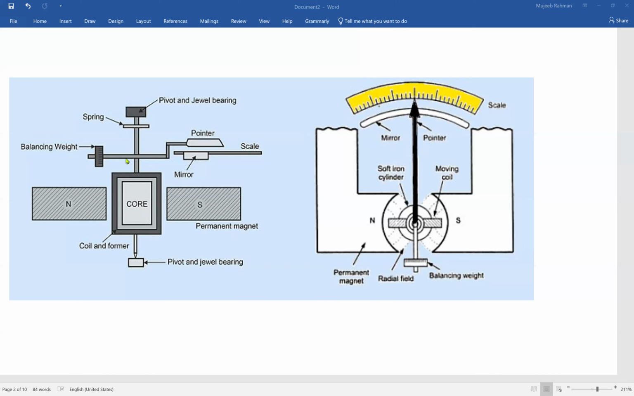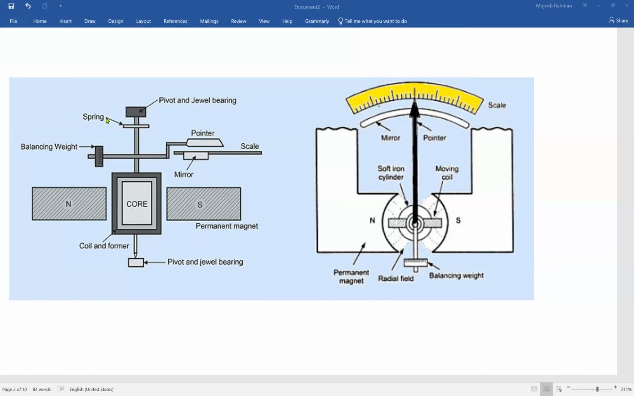Then this particular axis also consists of a pointer, and the pointer is attached. Its pointer is moving over a graduated scale here. All right. Now there are two springs used. The springs have two different purposes.